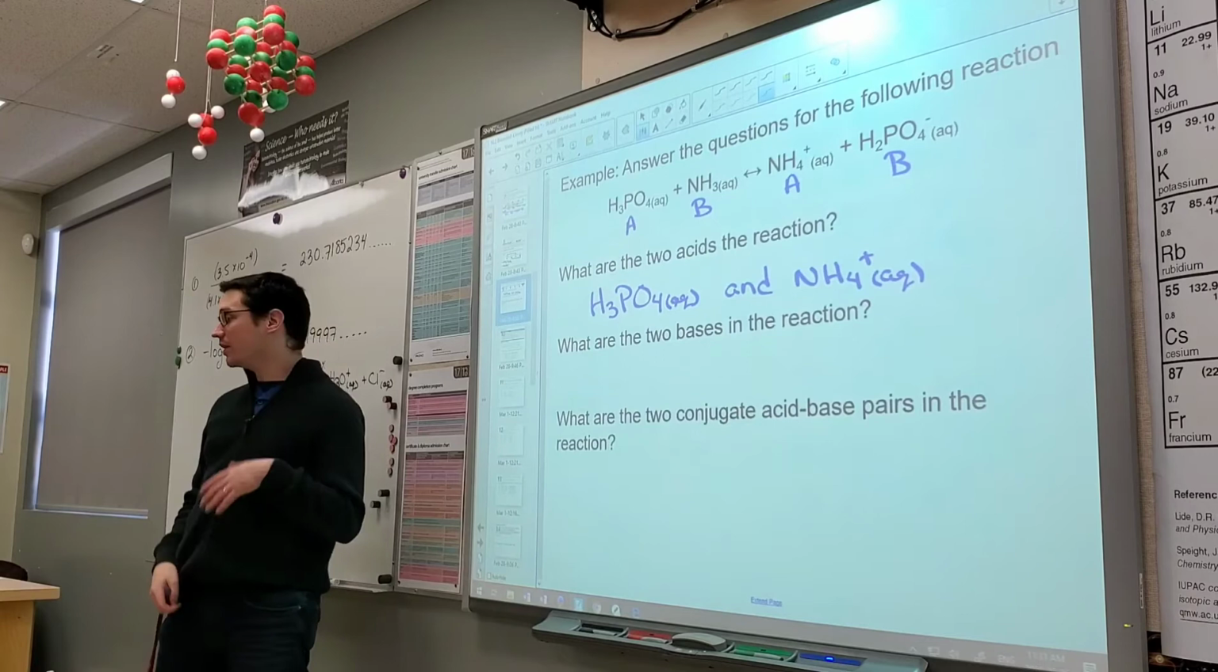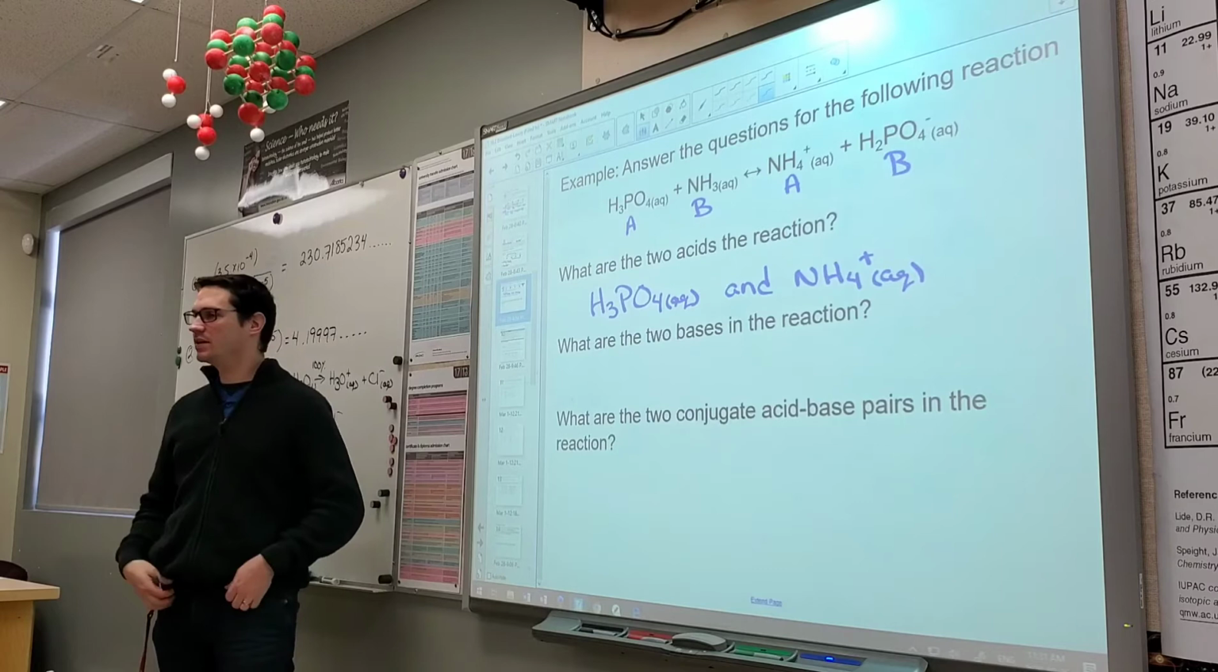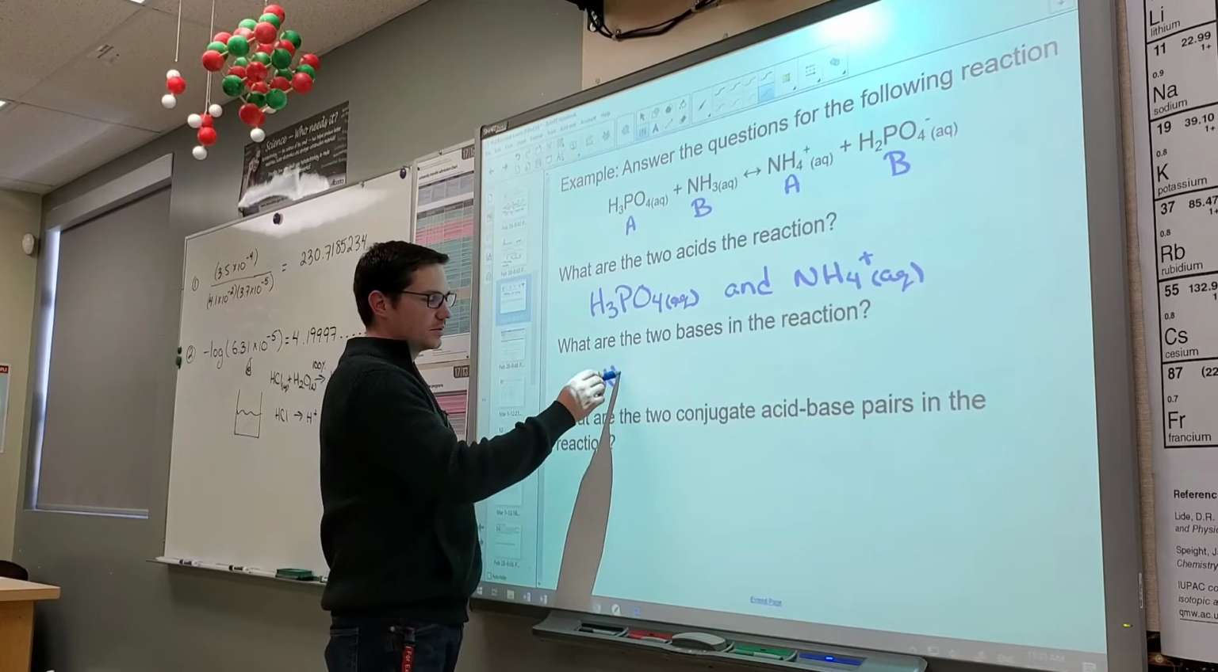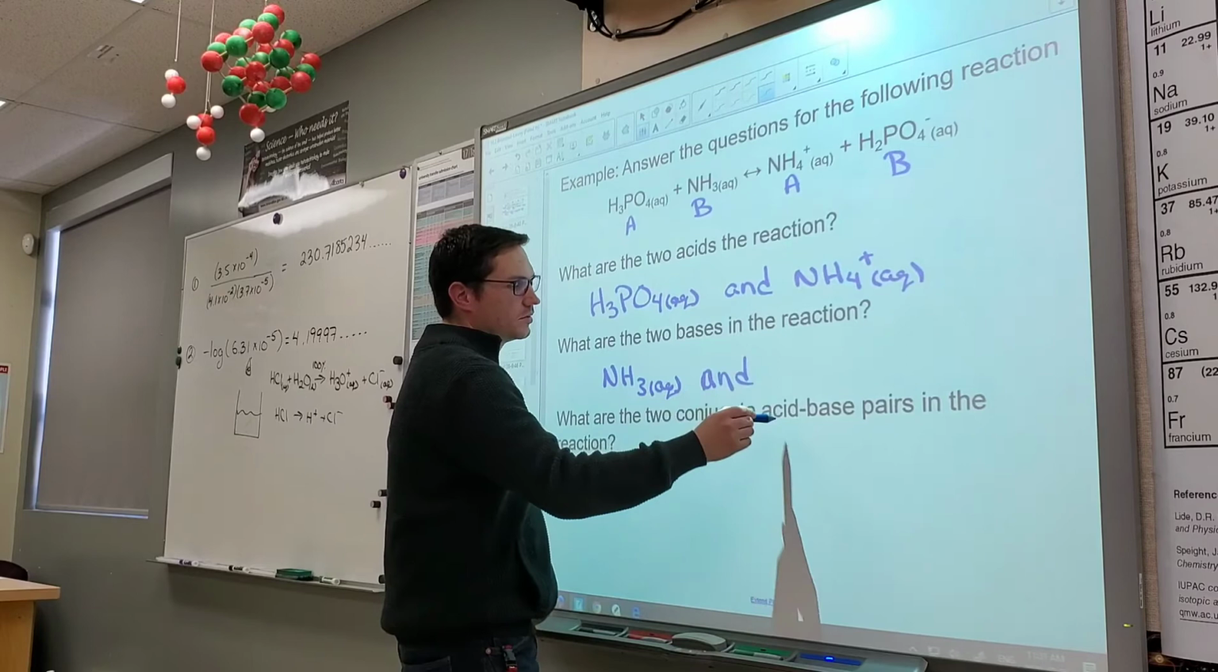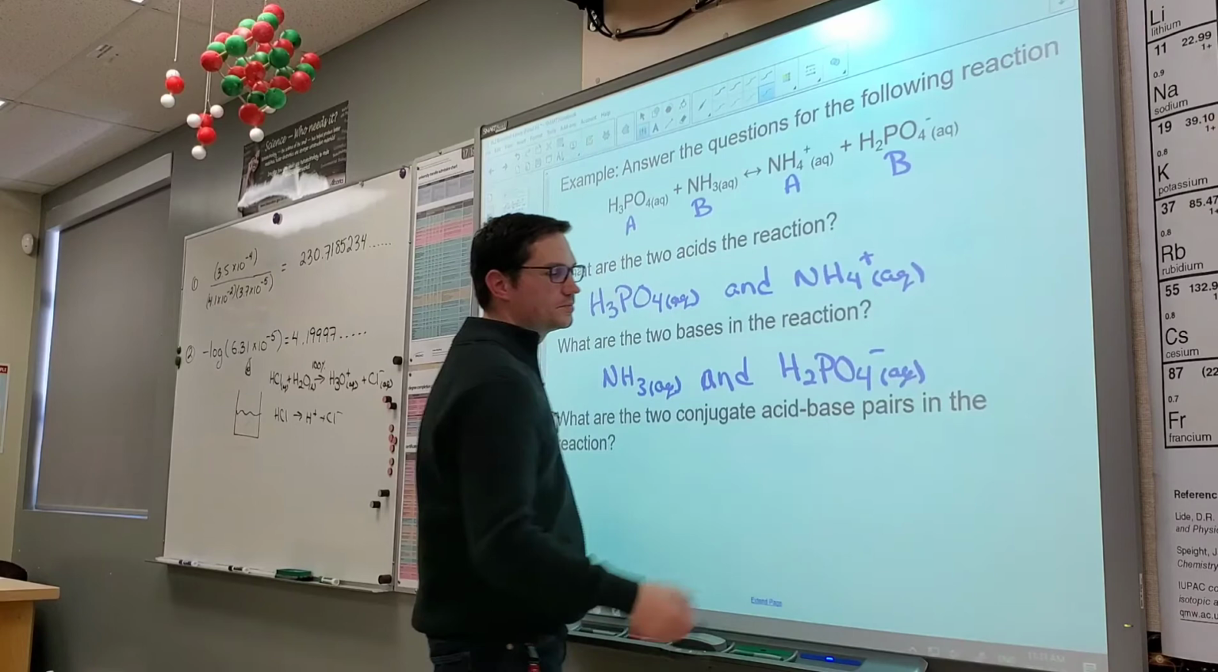Would you agree that H3PO4 and NH4 plus are acting as the acids in this case? They donate protons. The bases, NH3 and H2PO4 minus, are acting as their bases.